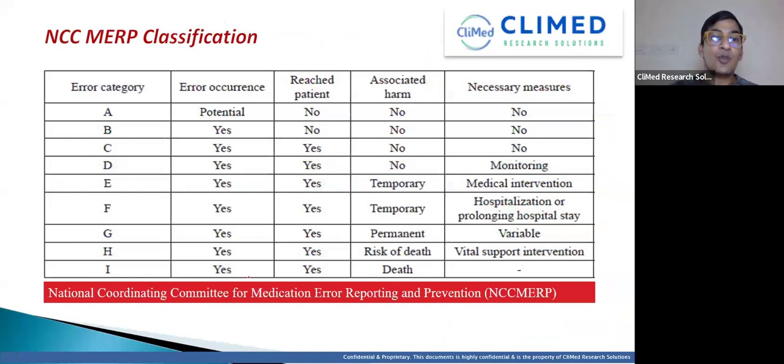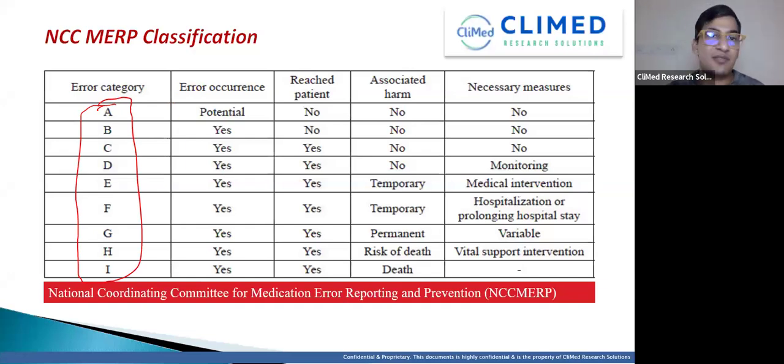Now I'll come to one of the most important classifications, which is given by the National Coordinating Committee for Medication Error Reporting and Prevention. That is called NCCMERP. They have given the categories. They have classified the drug errors or medication errors from A to I. Okay, A to I: A, B, C, D, E, F, G, H, I. Right. So what is A?